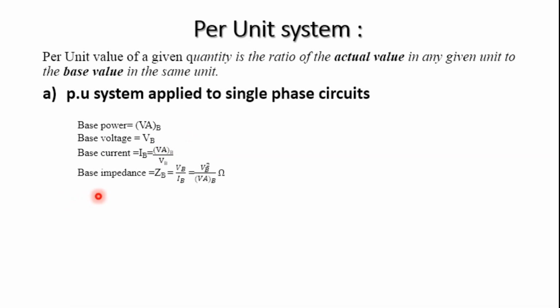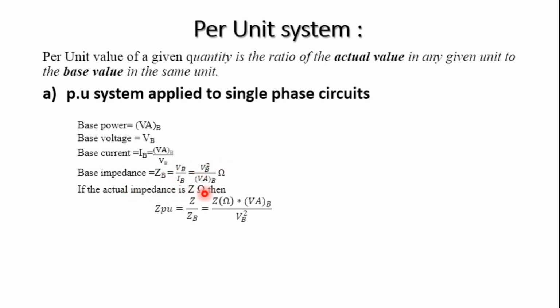Then we want to know the impedance of the circuit. Voltage divided by current gives the impedance. So substituting the value, IB is equal to VA divided by VB. VA divided by VB, this VB goes to the numerator, so you get VB square by VA base, the base value in ohm. So the actual value you get in terms of ohm, meaning the impedance value in ohm.